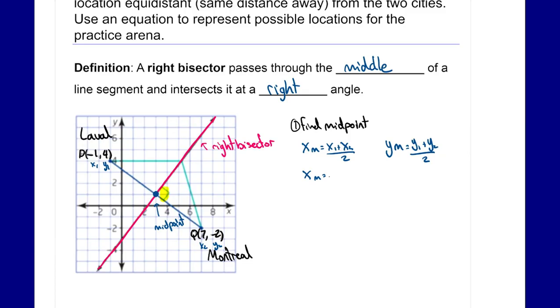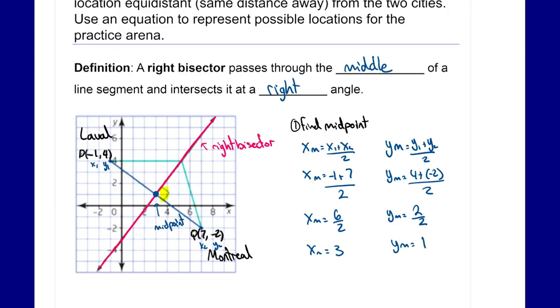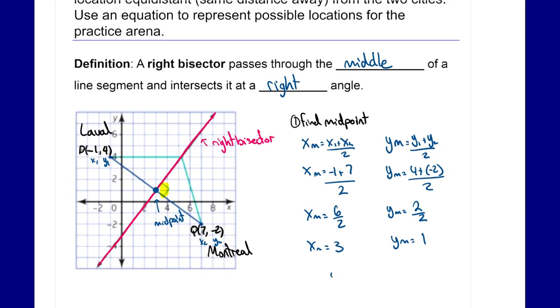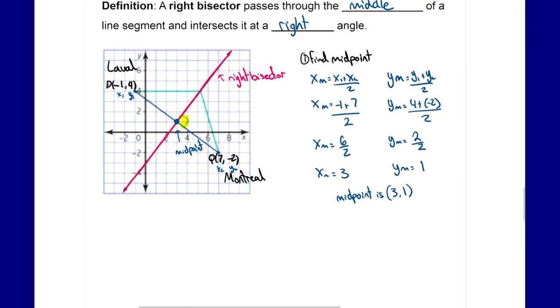So xm equals -1 plus 7, or 6, divided by 2. xm equals 3. For ym, same idea: 4 plus -2, divided by 2. ym equals 2 divided by 2, so ym equals 1. That means our midpoint is (3, 1). So that's the first step, finding that midpoint.